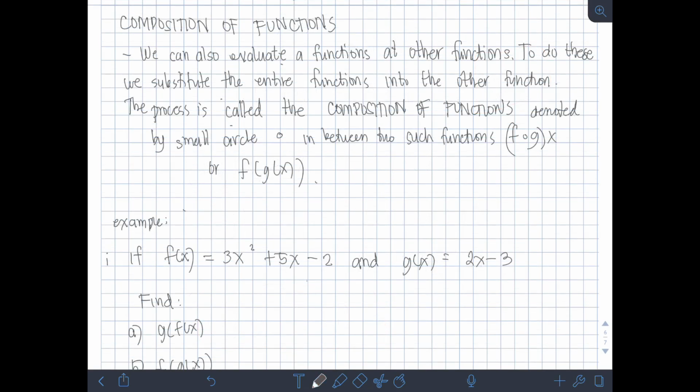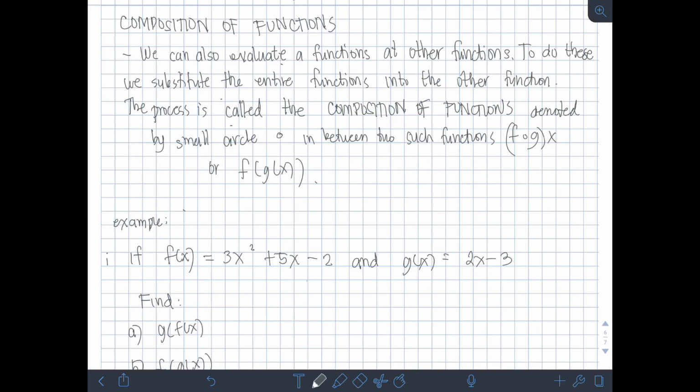Okay? Next, meron din tayong tinatawag na composition of functions. So sabi, we can also evaluate a function at other functions. To do this, we can substitute the entire functions into the other function. The process is called the composition of functions, denoted by small circle in between two such functions such that f circle g of x or f of g of x.